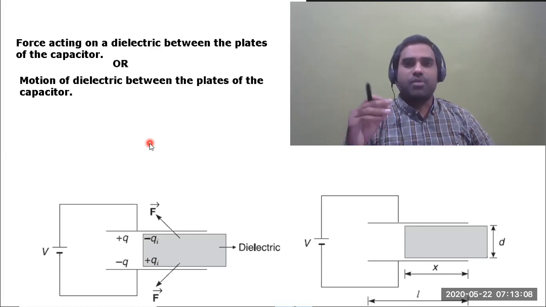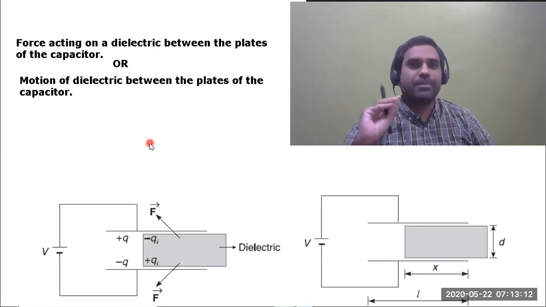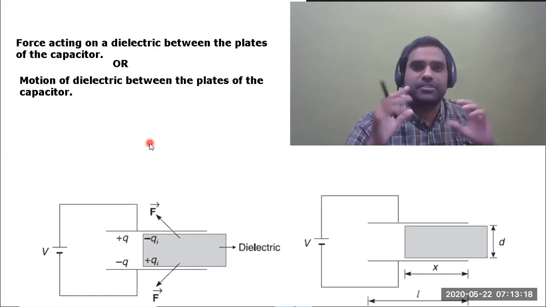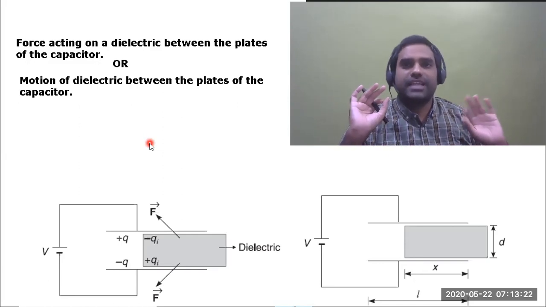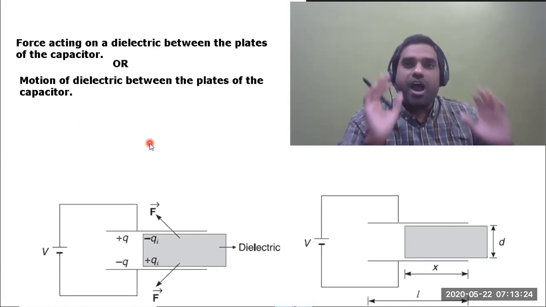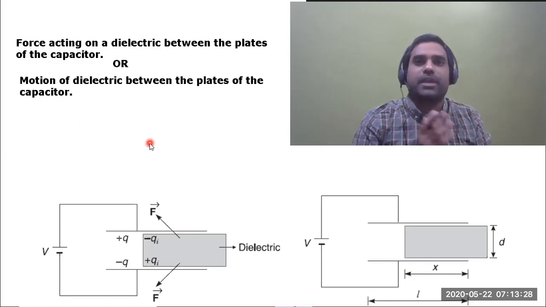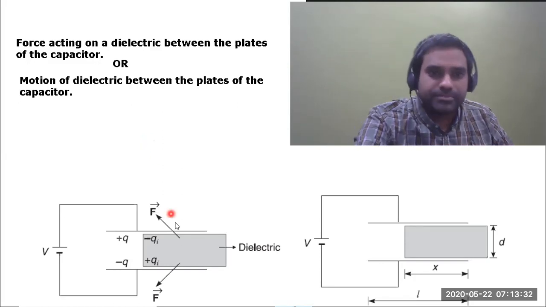In this video, I'm going to show you the force acting on a dielectric between the plates of the capacitor. Or else you can also call this topic the motion of a dielectric between the plates of the capacitor. Okay, students, before entering the class, let us visualize how a dielectric will experience force between the plates of the capacitor. You see, here one diagram is given.